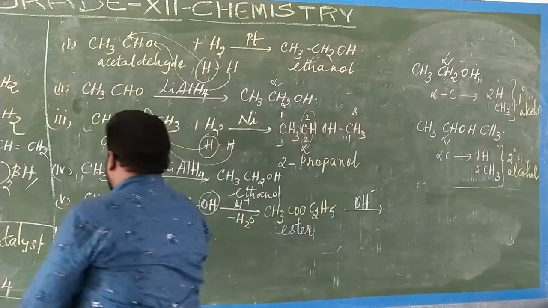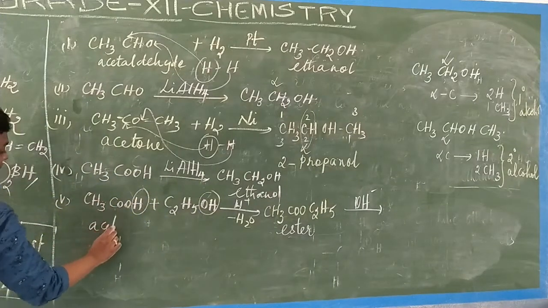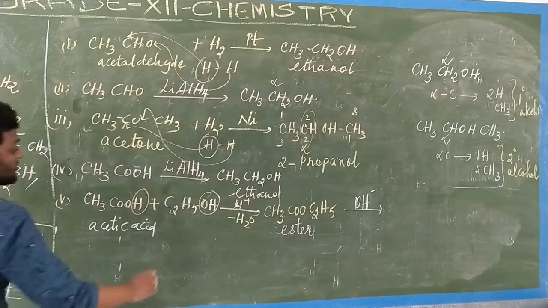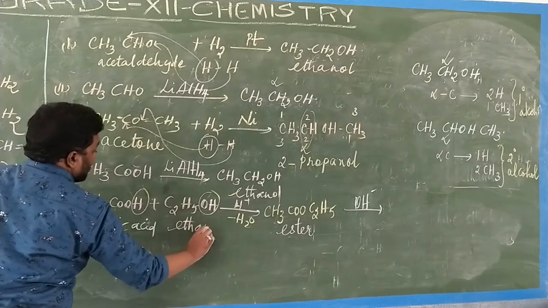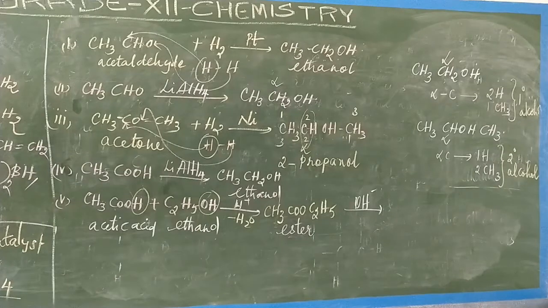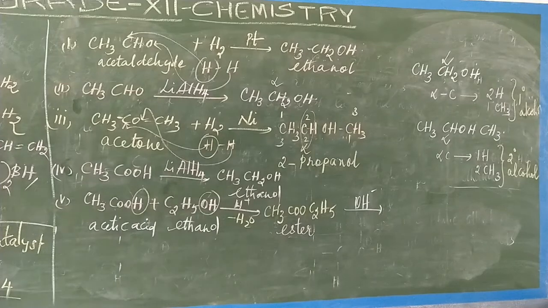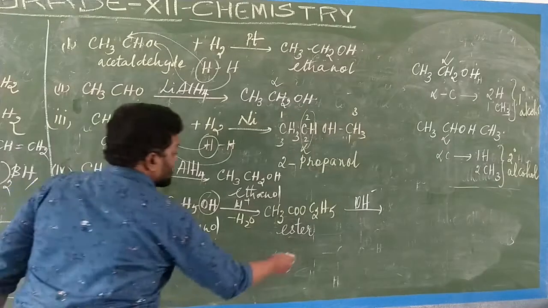Now we can identify the name of this compound. This is called acetic acid, and this is called ethanol. So in the esterification reaction, we are taking acetic acid, that is CH3COOH, on treatment with ethanol in the presence of an acid. H plus is the acid. Then H2O will be removed, and this gives rise to the formation of the ester.